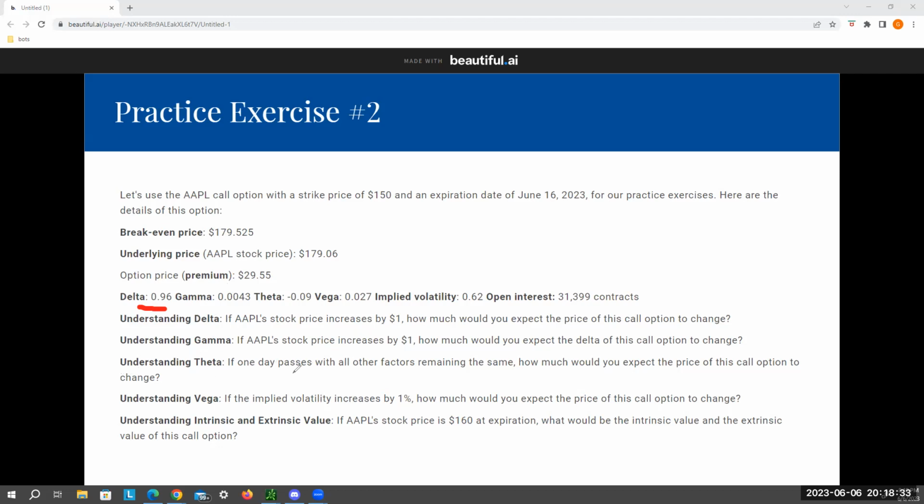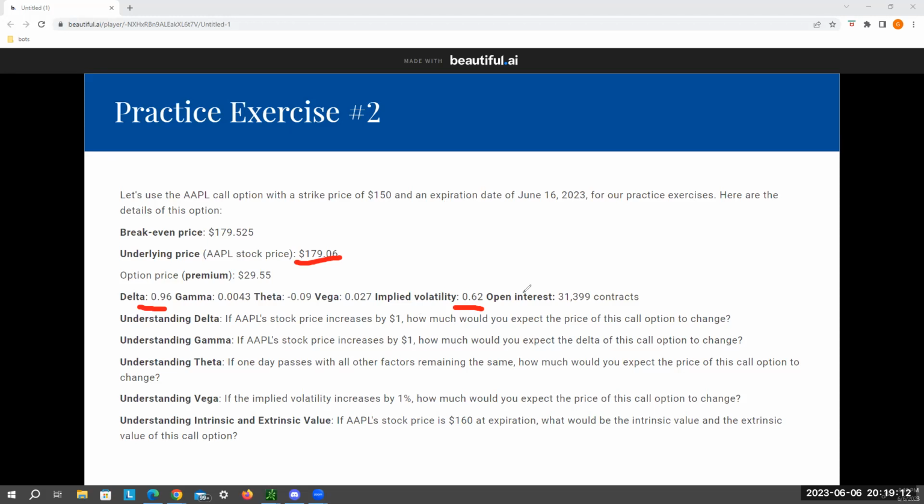Understanding theta. If 1 day passes, which means if I held my contract from Monday to Tuesday, and the price stays the same, meaning all other factors stay the same, the price stays at 179.06 in this area, right? It doesn't really move too much. How much would you expect the price of this call option to change? Theta, $9. Your contract would automatically lose $9 because that is your theta. Vega, if the IV increases by 1%, how much would you expect the price of this call option to change? It's right there.